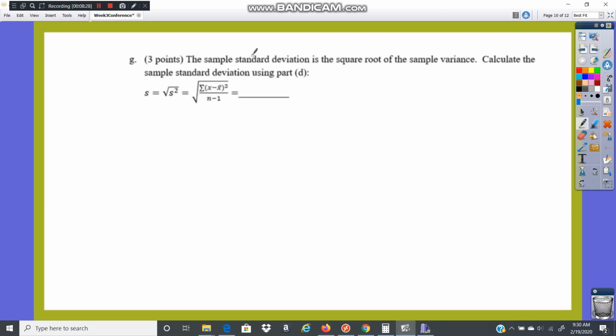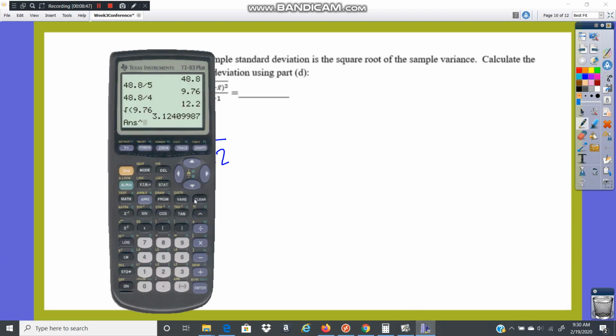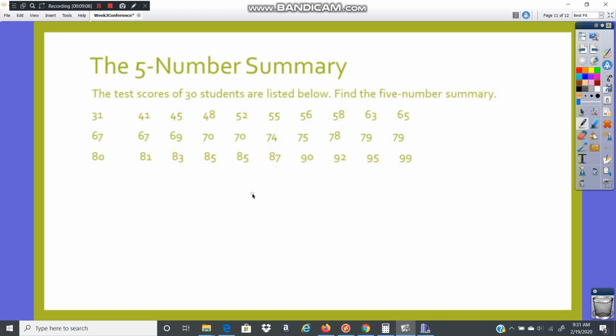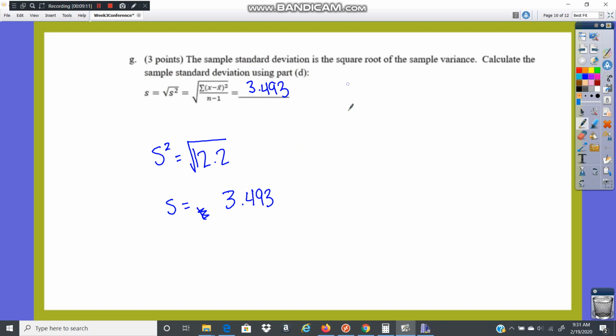Okay, next we're going to do the sample standard deviation. The sample variance was 12.2. So we want the sample standard deviation. It's just going to be the square root of 12.2, and we're going to get 3.493. Okay, so we have all of that information. And actually, that's it for the assignment questions.